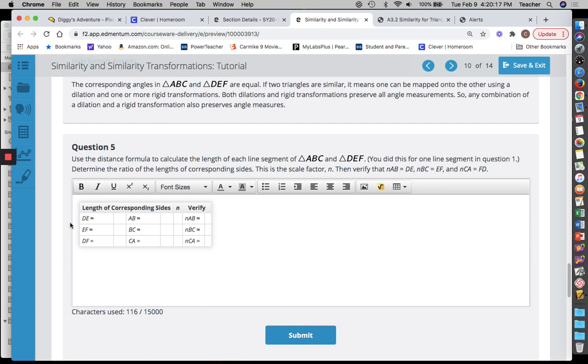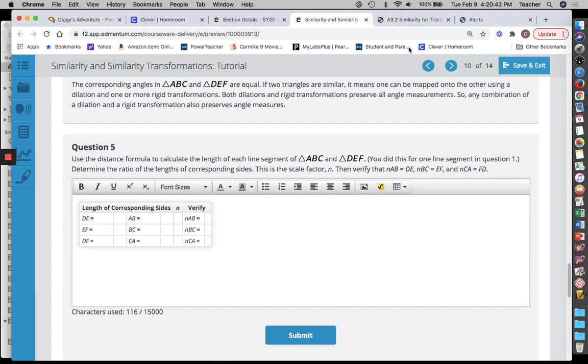All right, question number 5. Use the distance formula to calculate the length of each line segment of A, B, C, D, E, F. You did this for a line segment in question 1. Determine the ratio. This is a scale factor. Then verify that they're going to be equal to each other.